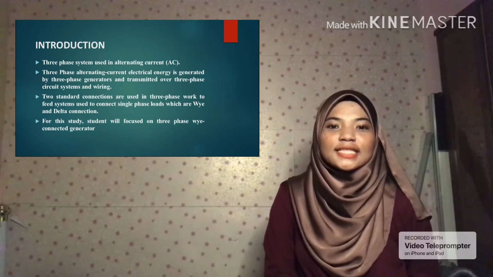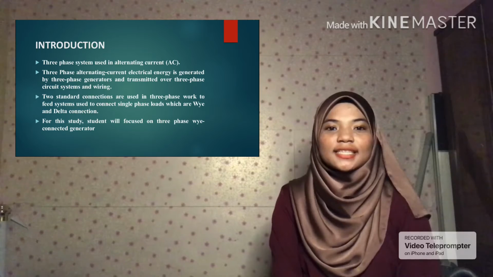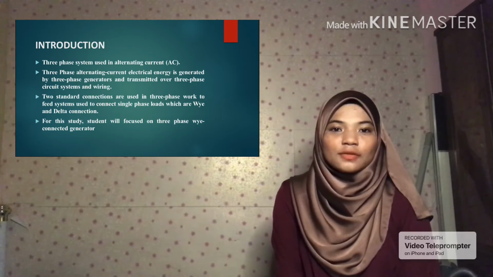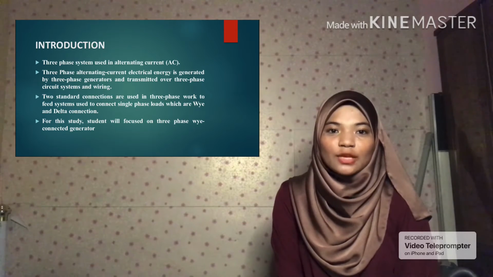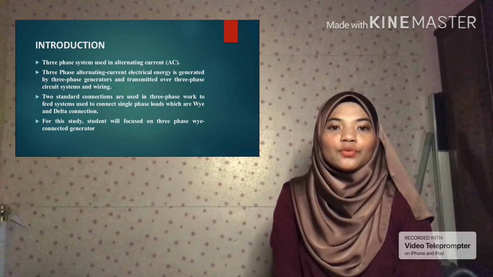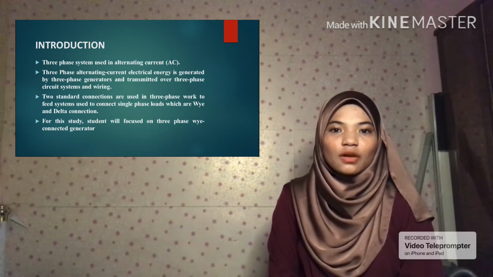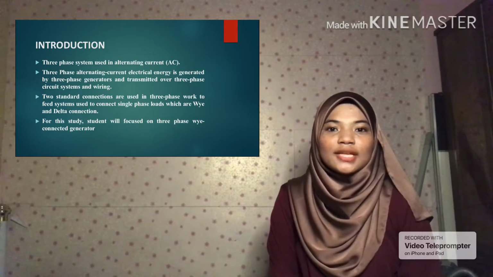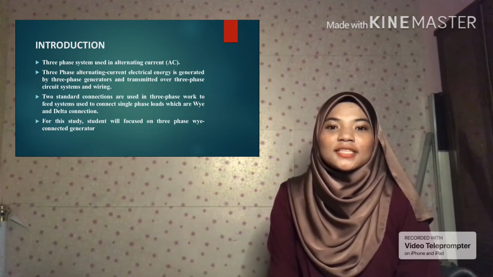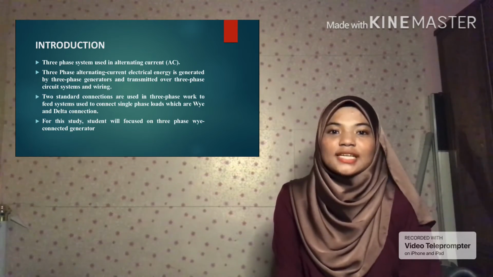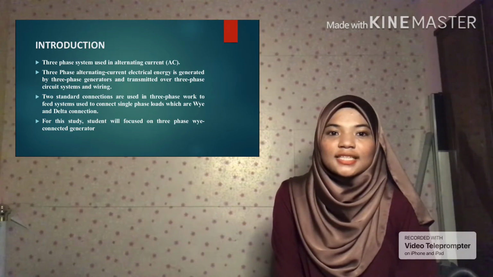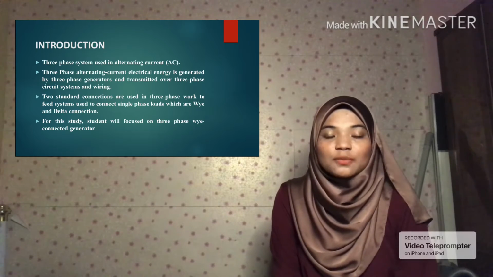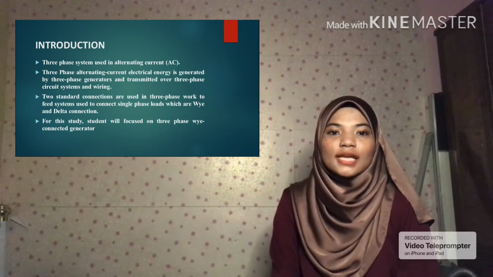Most of the electrical energy used in the world is alternating current, which uses a three-phase system. The value of alternating current fluctuates between a maximum positive value and a minimum negative value with a zero reference, which is named neutral or ground. This current is a sinusoidal wave. When only a single sine wave is generated, the electrical current is referred to as single-phase current. Three-phase alternating current electrical energy is generated by three-phase generators and transmitted over three-phase circuit systems and wiring.